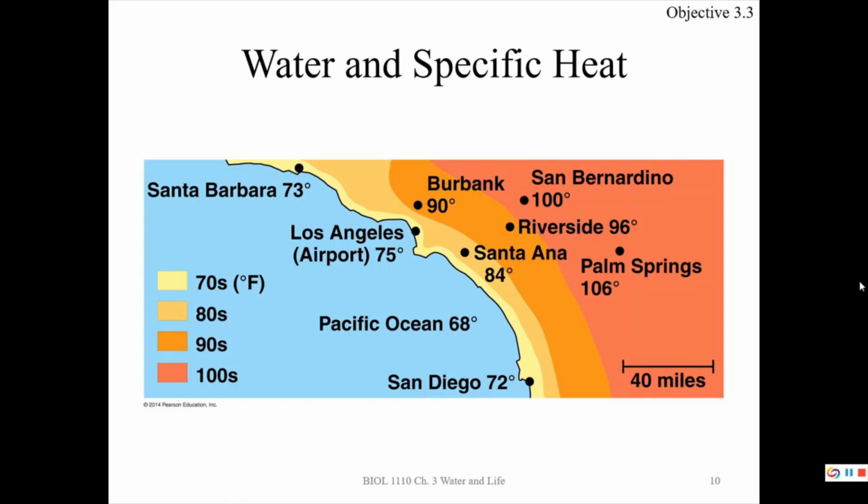And the Pacific Ocean being on our west coast in America, 68 degrees. Now, if you're nearby that, you might be very cool, like 73, 75, 72 degrees at places like Los Angeles, San Diego, Santa Barbara. Now, as we move in closer to like Santa Ana, Burbank, it starts getting warmer. Riverside, and near that area, frequently gets to be well over 100 degrees.